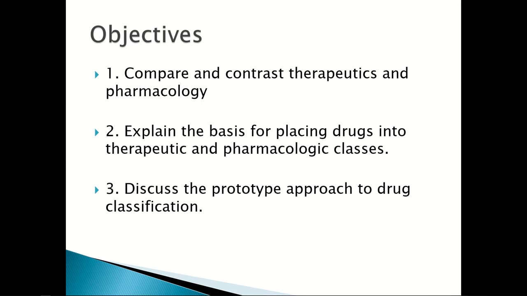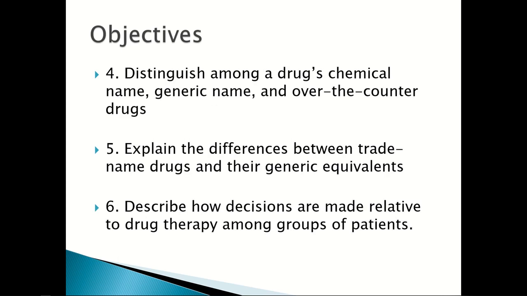So what I would do with these is, when it says compare and contrast therapeutics and pharmacology, I would go to my textbook, take that objective, and write little bullet points of things you've learned about that topic from the textbook, because I guarantee you that's a test question. I wrote 6 objectives for this lecture, and based upon those objectives, those are going to be your test questions. So those are the 6 test questions, okay?